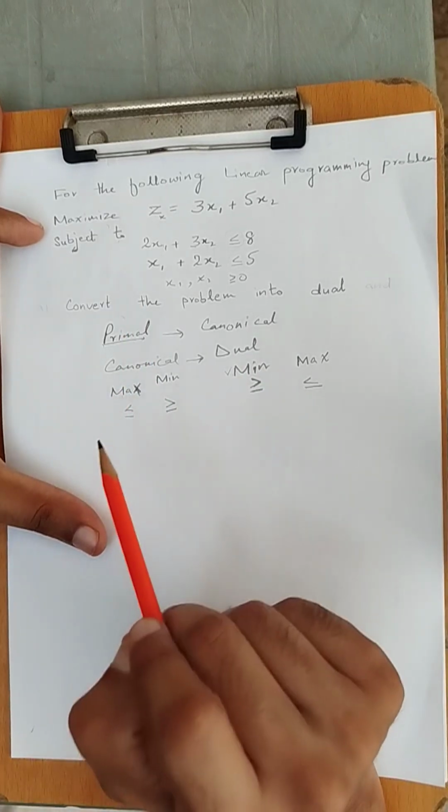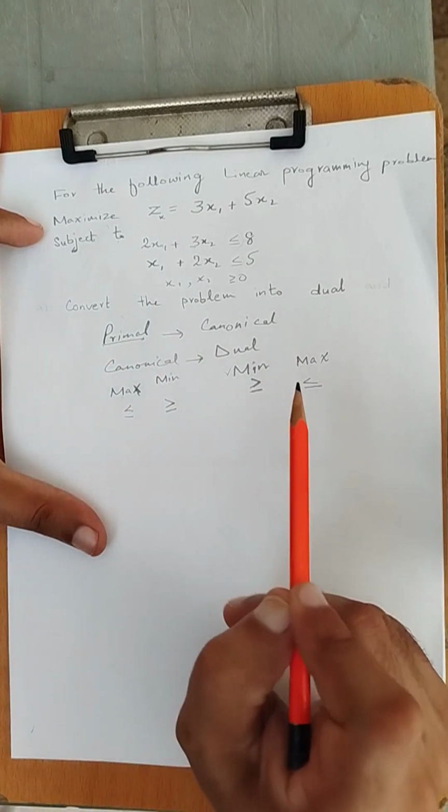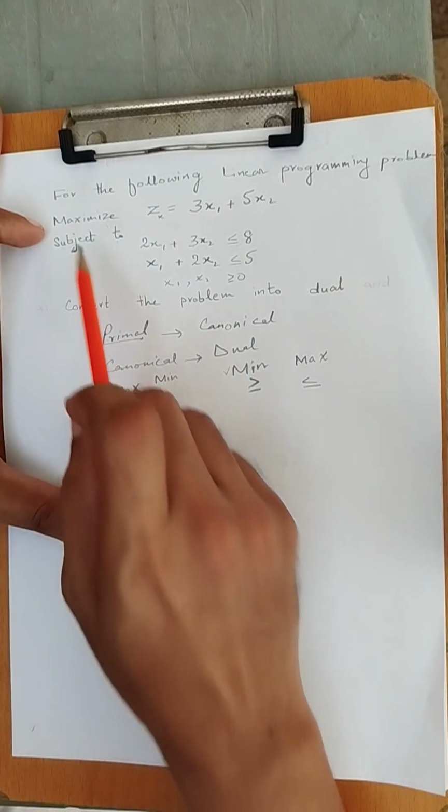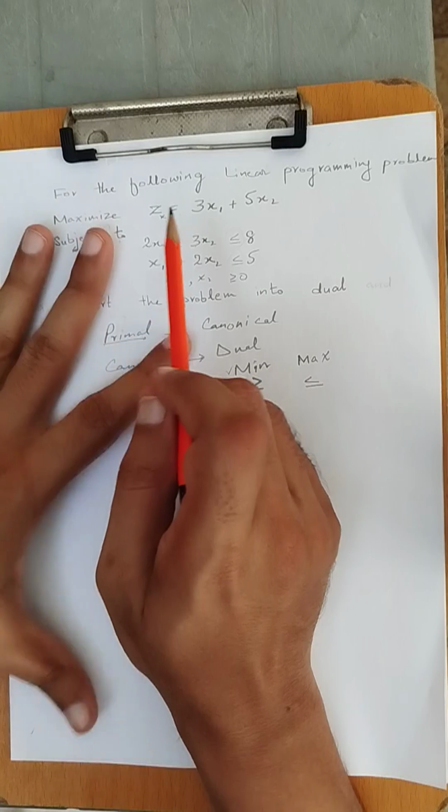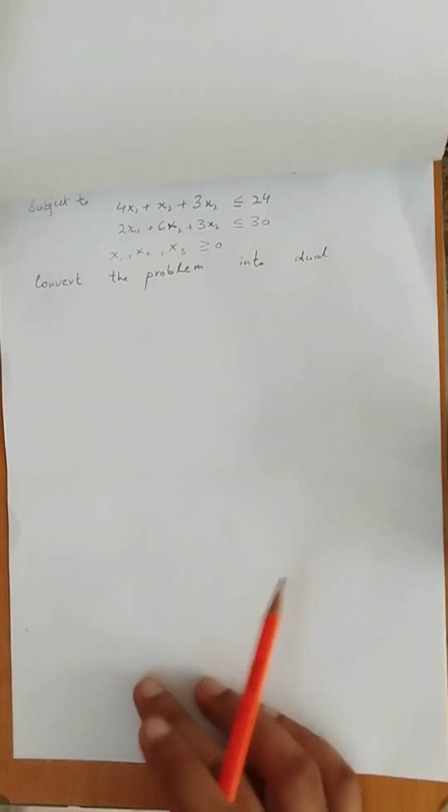And if in the primal form the cost minimization function is given like this, let me show you.